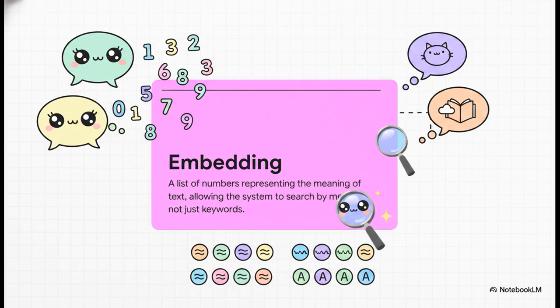So what on earth is an embedding? This is a really core concept. Think of it like a numerical fingerprint for a piece of text. It's a long list of numbers that captures the semantic meaning, the vibe, the concept of that text. This is the magic that lets the system search by meaning, not just by keywords. It means that chunks of text with similar ideas will have similar numerical fingerprints, and they'll be stored close to each other in the database.